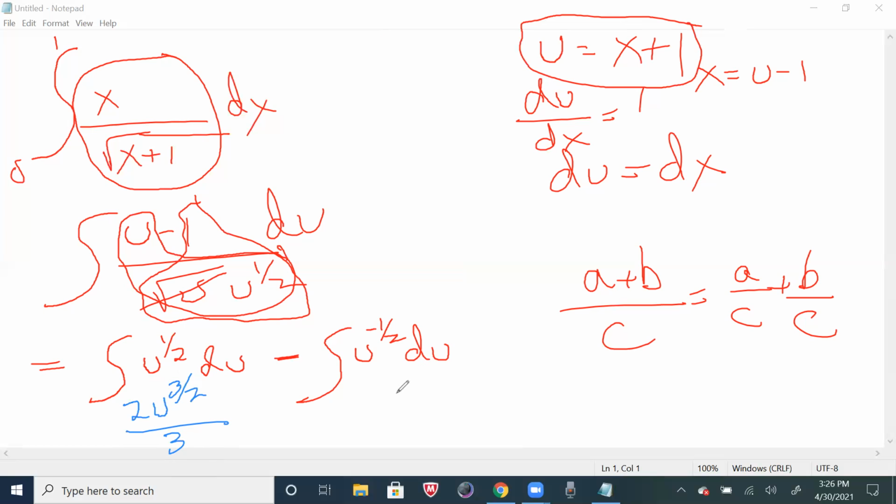And then do the same thing for this. Start with the exponent, always. So that's the power now added by 1, which is a 1/2. And then divided by 1/2 is the same as multiplying by 2.